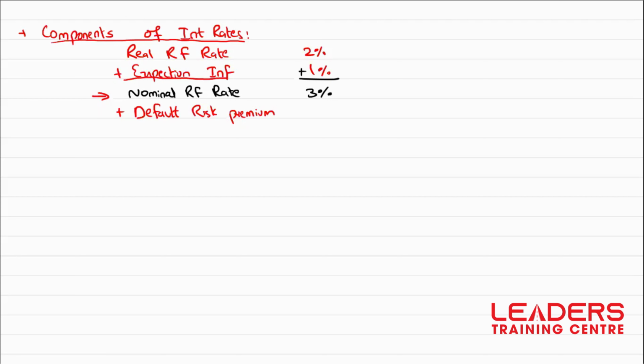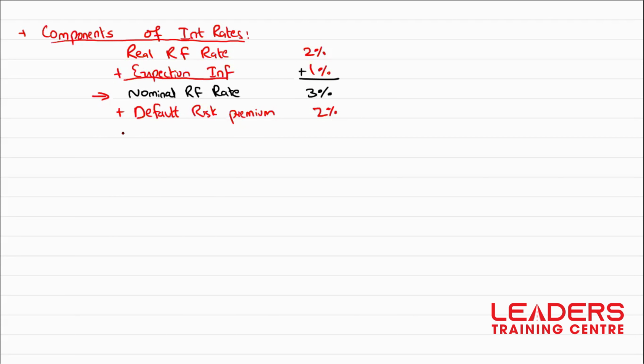Of course, not all entities have the same level of default risk. Some will have more default risk while others will have less default risk. And default risk is reflected in credit ratings of the entities. So let's say in our case, this is a 2% premium. So far, the return that you would require would be 5%. We also have other types of risk premiums or risks.